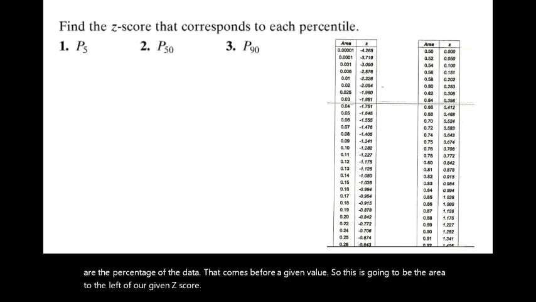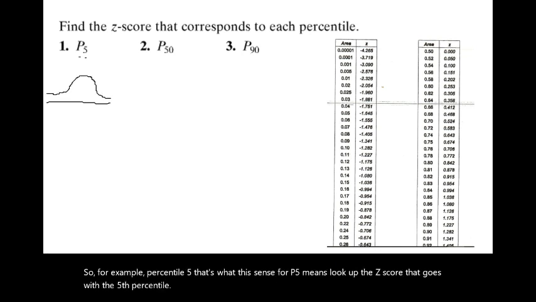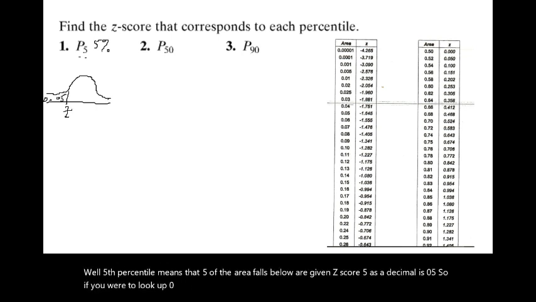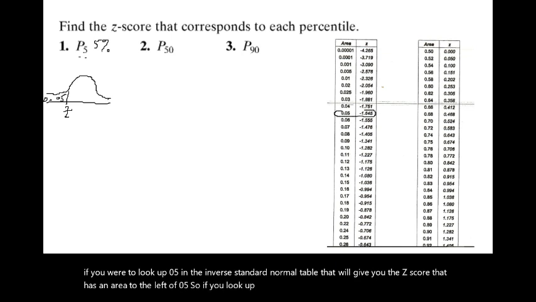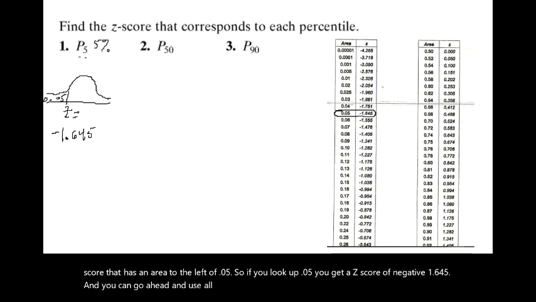So for example, percentile 5, that's what this stands for. P5 means look up the z-score that goes at the 5th percentile. Well, 5th percentile means that 5% of the area falls below our given z-score. 5% as a decimal is 0.05. So if you were to look up 0.05 in the inverse standard normal table, that will give you the z-score that has an area to the left of 0.05. So if you look up 0.05, you get a z-score of negative 1.645. And you can go ahead and use all of those decimal places that come after it.